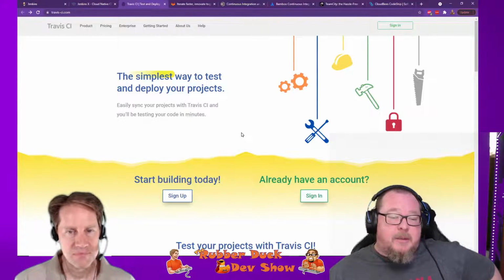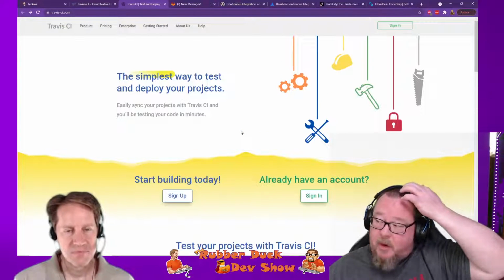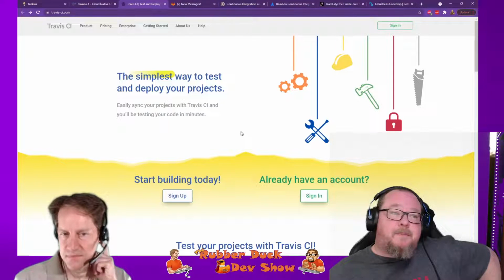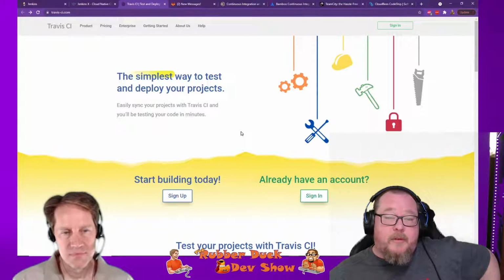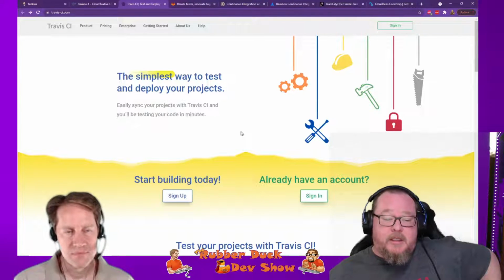Travis. So this is the one I use currently. I've used several of these, but this is the one I'm working in now. It's nice. I mean, it does what it does. It does it well.